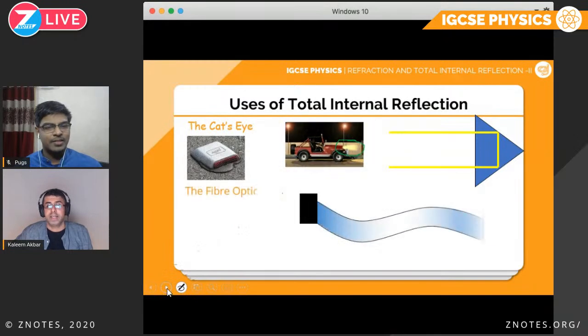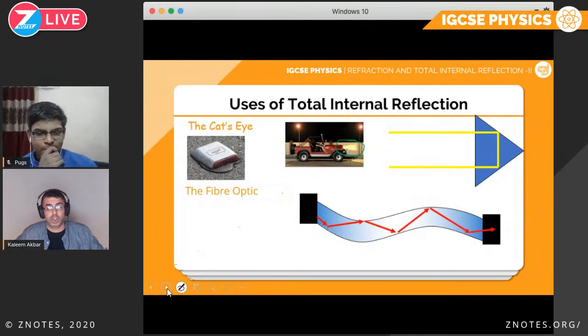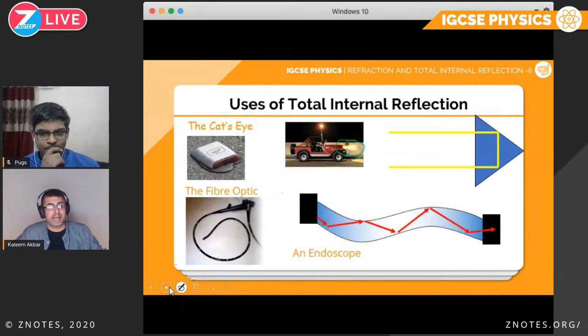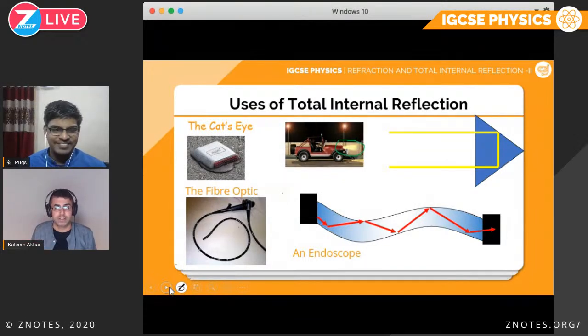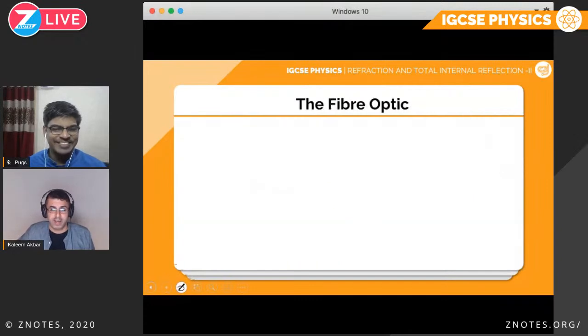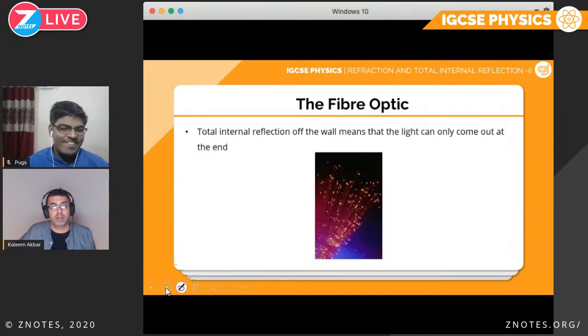And next, here is an example of a fiber optic, guys, a glass cable that has total internal reflection. An endoscope, a device that the doctor can use to have a look down here. And I said it before, if you're really unlucky, somewhere else to have a look on the inside. I don't suppose it would be a pleasant experience. Hopefully you're asleep at the time. Right, total internal reflection off the wall means the light can only come out at the end.